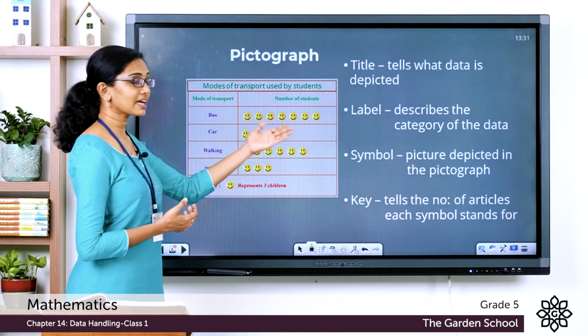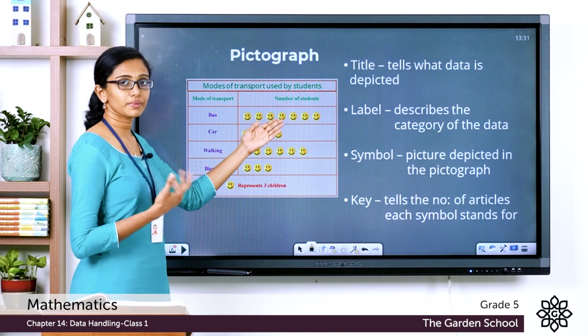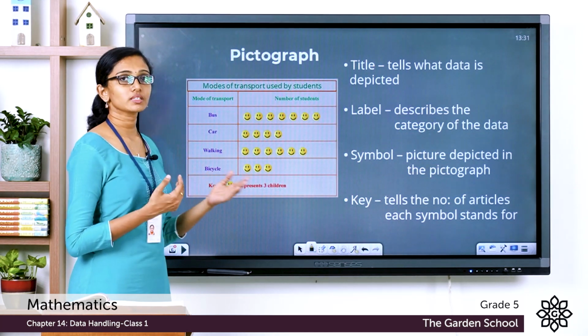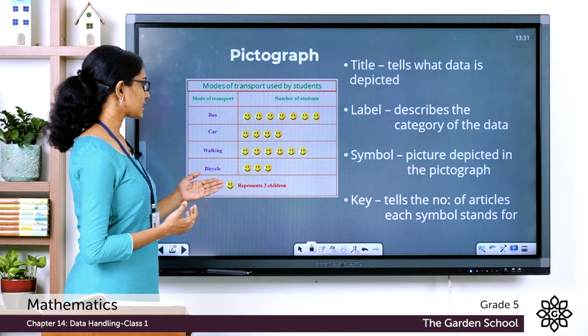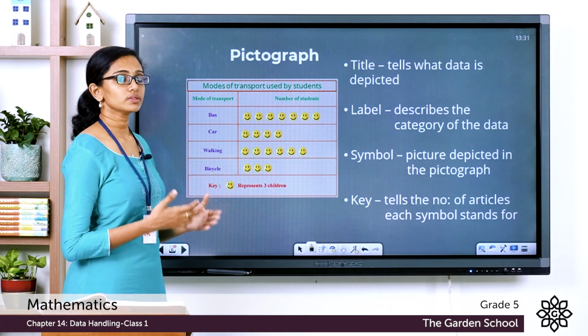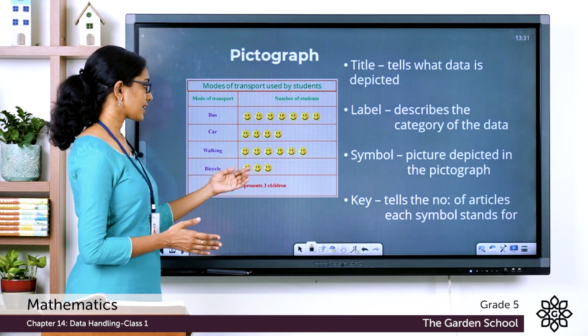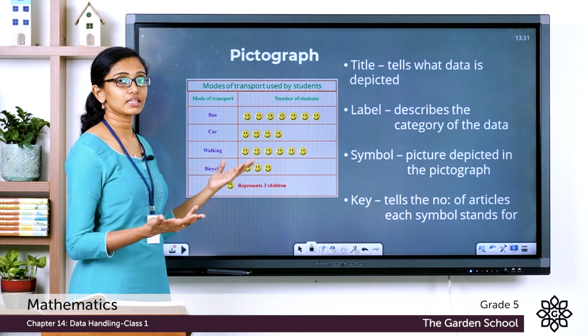And you can see smileys here, which are the symbols or the pictures used in this case to represent the number of data items or the number of students. And there is a key which tells you the number of data items that each symbol represents. For example, in this case, one smiley face represents 3 children.